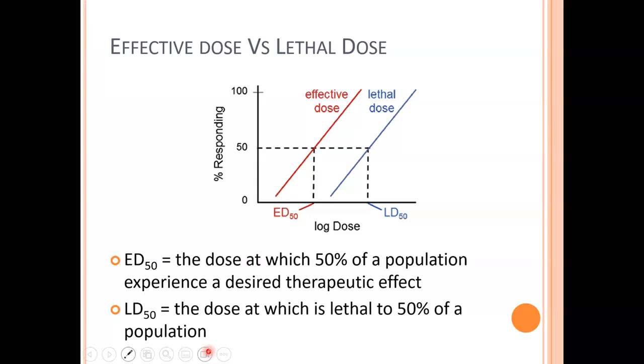And then there is the LD50, and that's the dose at which half your population dies. Obviously this is the log dose, so we're not talking about a linear increase. We're talking about an exponential increase in dosage. And obviously this is zero dose. We're increasing the dose, increasing the dose, increasing the dose.